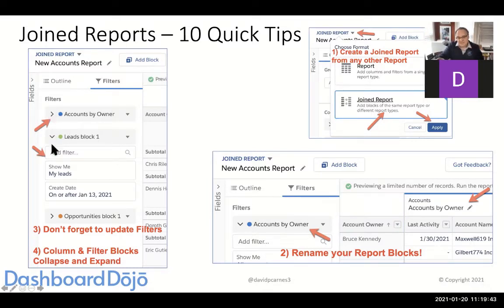Again, you can expand and collapse these sections, and you can see the names if you've relabeled them. The way to relabel them is to go up to the top, and you can see there's a pencil over here. As soon as you add the block, you can relabel it: click the pencil to give it a name, then click out of it, and you can now see that name in multiple places.